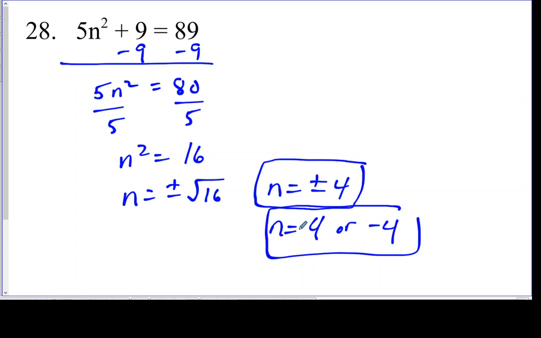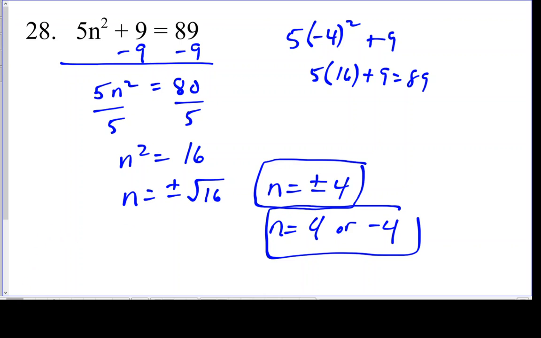And then just quickly, remember, you can always check these to make sure you're right. So if n is 4, if you go back here, 4 to the second power is 16, 16 times 5 is 80, and then 80 plus 9 gives you the 89. Or if you want to test the negative 4, remember, you've got to be careful with your signs here. N squared would mean negative 4 squared plus 9. Negative 4 times negative 4 is 16. 5 times 16 plus 9 gives you 89.